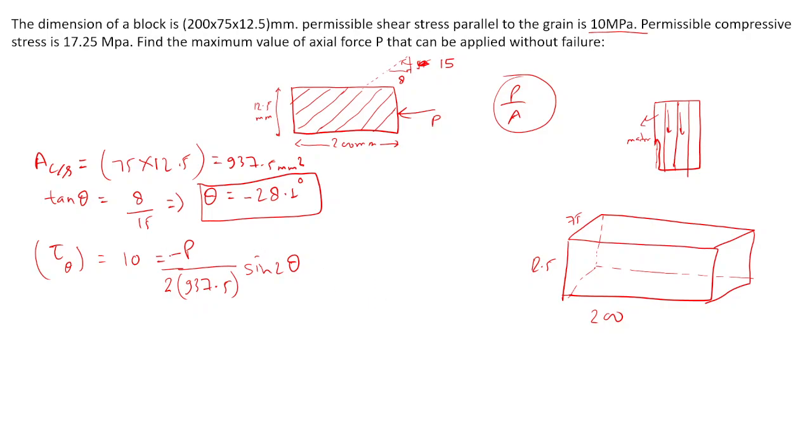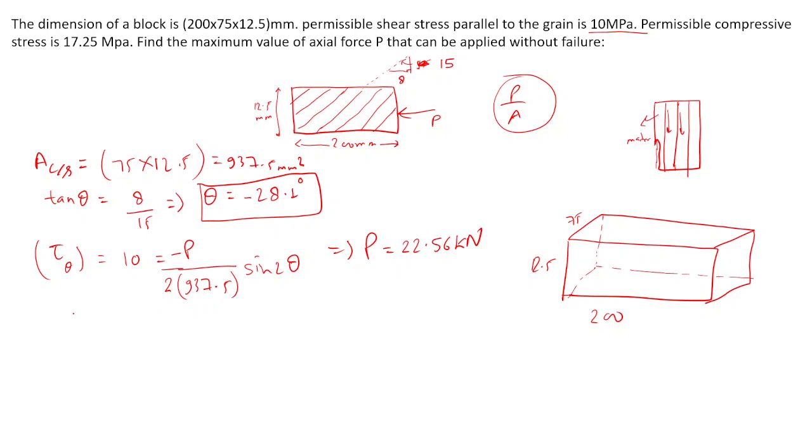So here it would be negative, and here you put theta, and let me know the value of P from here. 2.563 kilonewton. How much? 22.563.